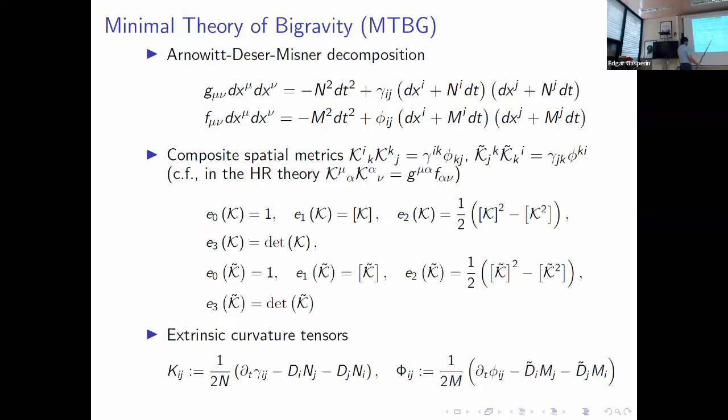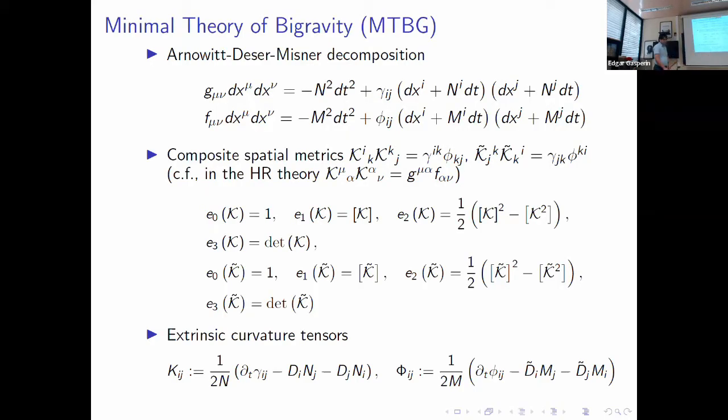Then gamma ij, phi ij, of the three-dimensional spatial metric. Now we are going to construct the graviton mass term, the interaction term, in terms of this three-dimensional spatial metric, instead of the original four-dimensional metric like in the Hassan-Rosen theory. Here we consider two types of K, K^i_j and K tilde^i_j. And note that K tilde is the inverse of this. Then we are going to introduce similar relations for K and also higher powers of K, the cubic order, and then there's also the normal K and K.